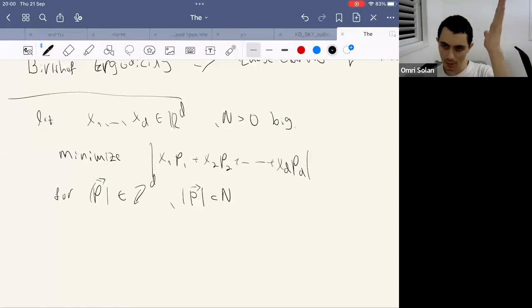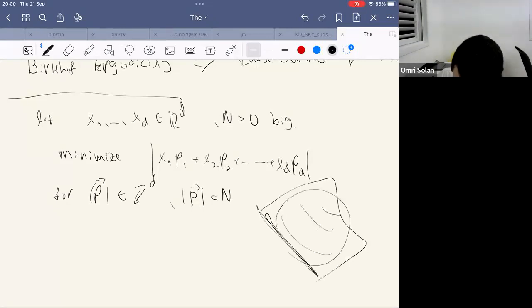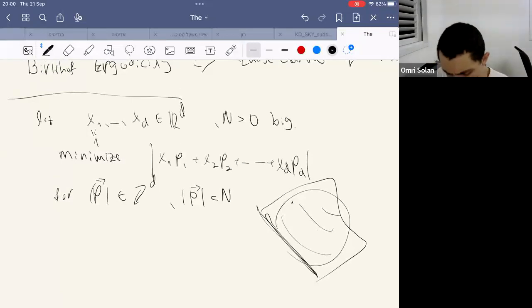We have some plane in the space, and we want to find a bounded integer point which is as close as possible to this plane. Okay, and it doesn't really matter if we multiply our vector x1 to xd by a scalar. So we'll assume x1 equals 1. It will be convenient for me.